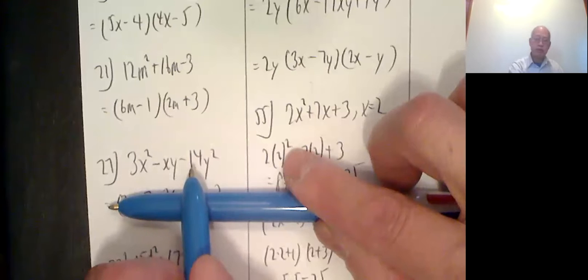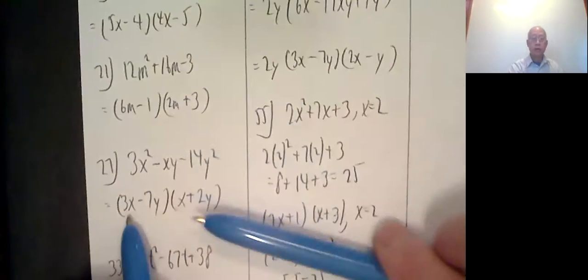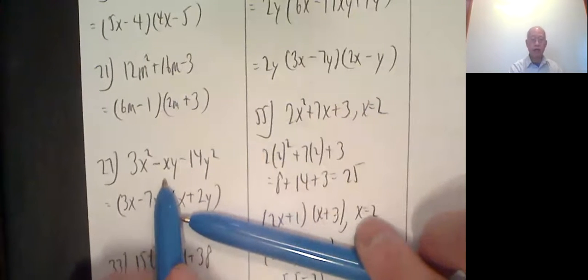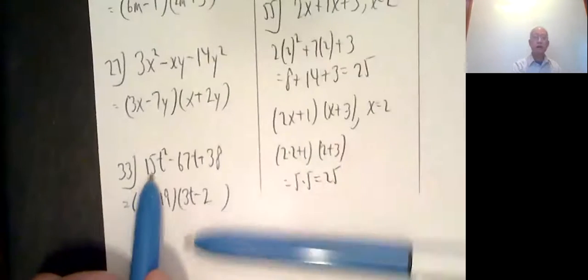Okay, 14 is probably 2 and 7. So 7 here and 2 here. Double check. 6xy minus 7xy is a negative 1xy. Okay, so that works. Okay, this one's a little bit harder.